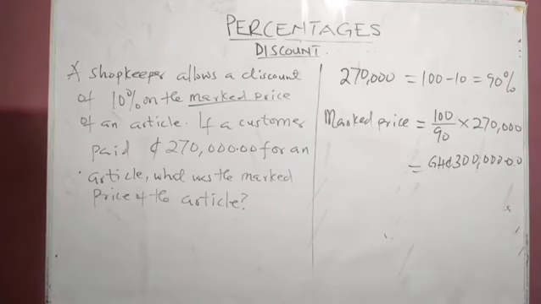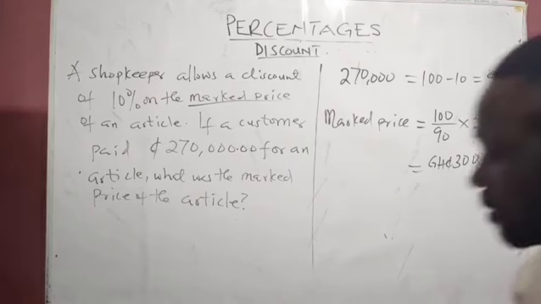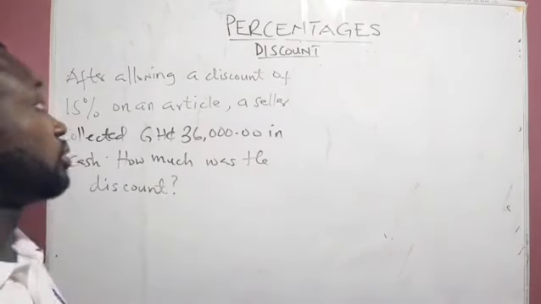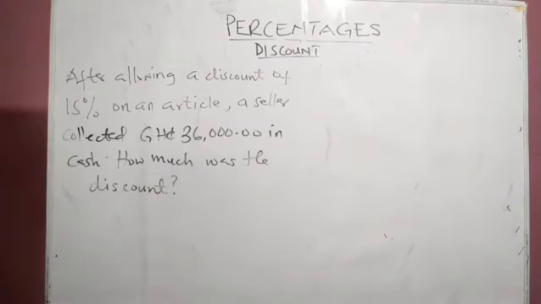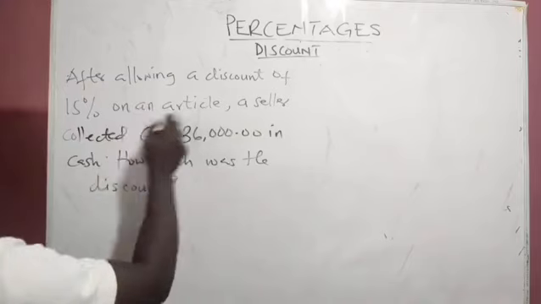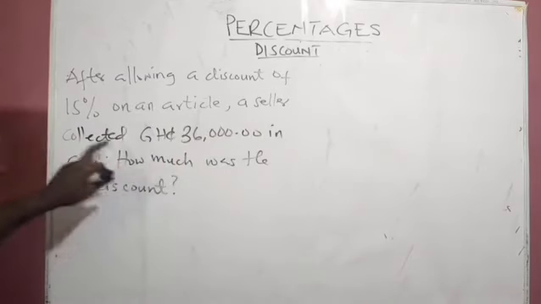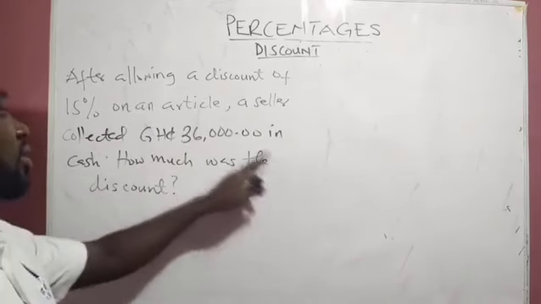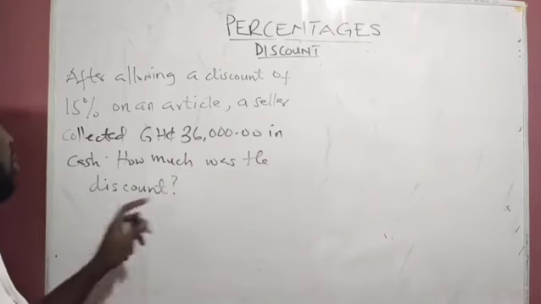Let's look at another type of question on the discount. Okay, this is another question on discount. Let's go through it and then we solve. After allowing a discount of 15% on an article, a seller collected 36,000 in cash. How much was the discount?